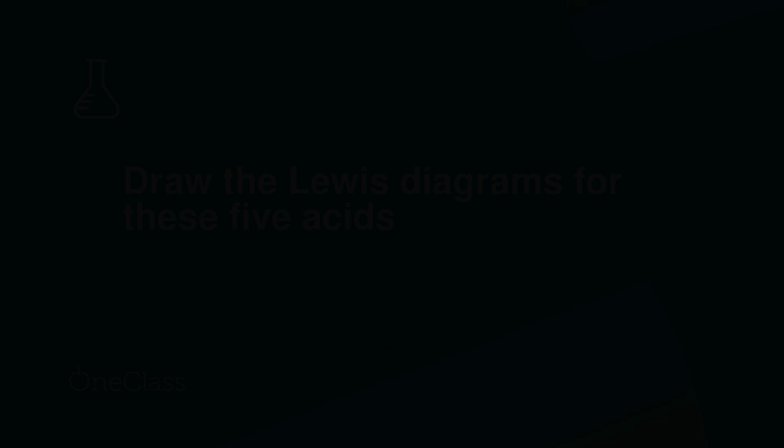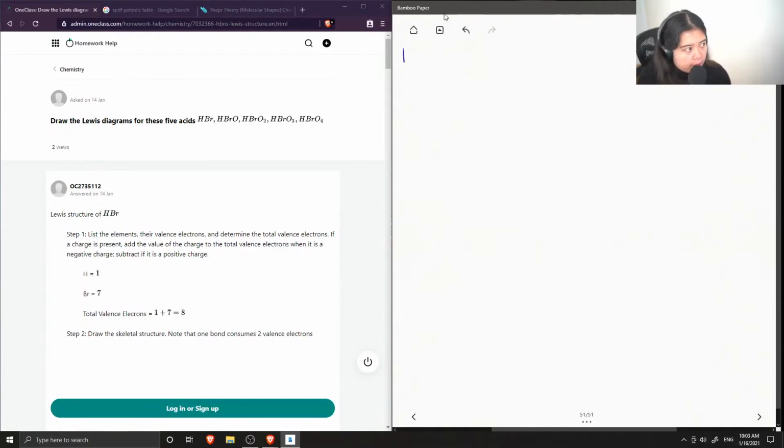Okay, so question 18 is to draw the Lewis diagrams for these 5 acids, HBr, and then it increases by 1 oxygen each time. So let's find out the total number of valence electrons.